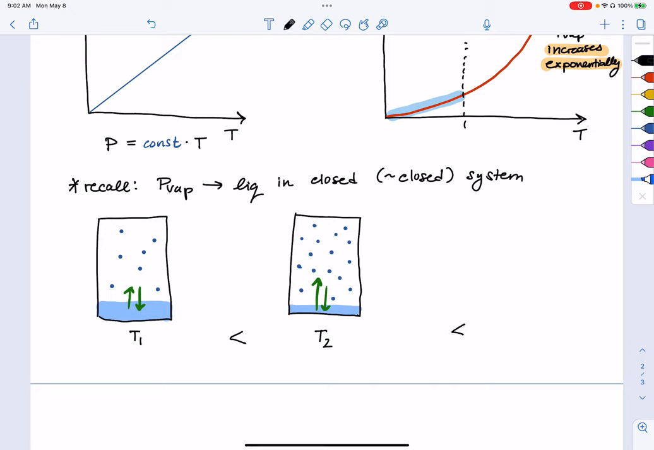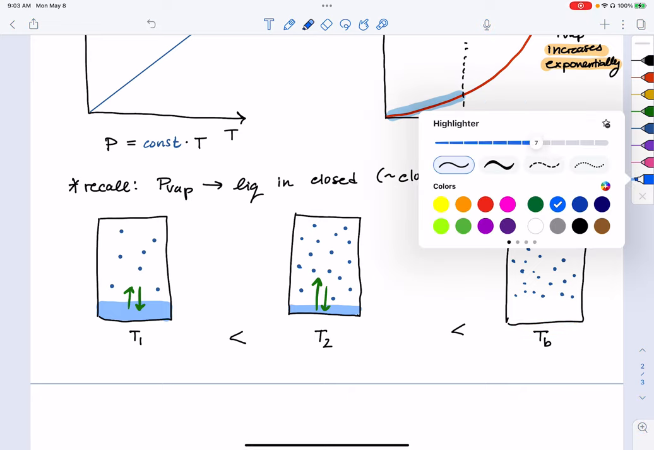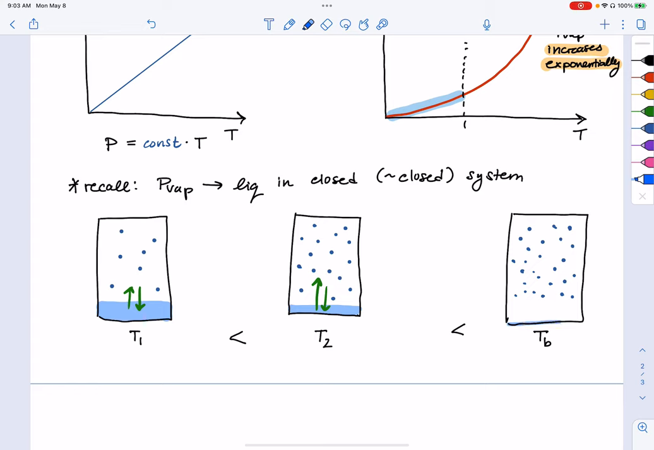But what if we were then to take our system and bring it all the way to its boiling point? So at the boiling point, we would no longer have any liquid left in the system, because at that boiling point, there might be a very slight quantity, like super slight. Talk about that later. But at that boiling point, we're seeing a major domination of gas particles compared to our liquid particles.